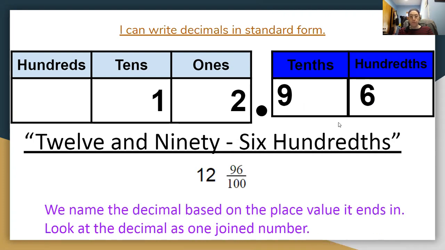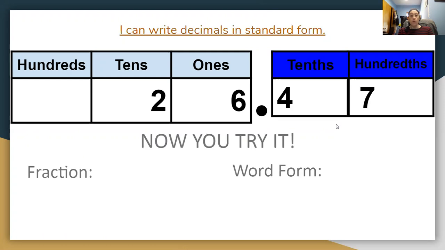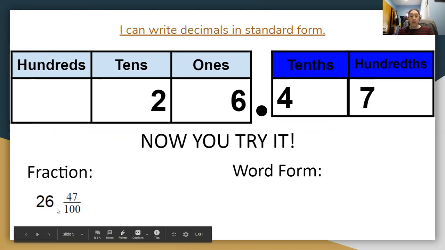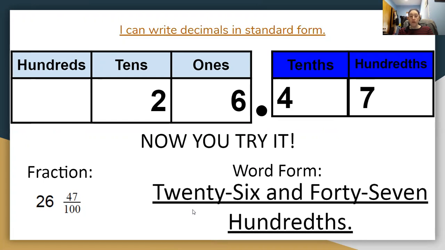Let's look at another one. Here, you try this now. What do you think the mixed number is and the word form? I often suggest you start with the fraction because it might help you remember what to say when looking at these decimals. So the fraction is 26 and 47/100. When you look at it as a fraction, you see it's 47/100. You wouldn't say this is 4/10 and 7/100. So looking at it from the mixed number view will help you make sure you say it correctly in the word form. 26 and 47/100.